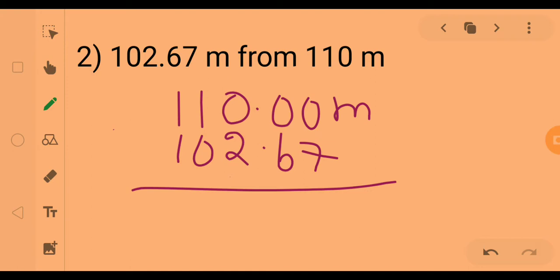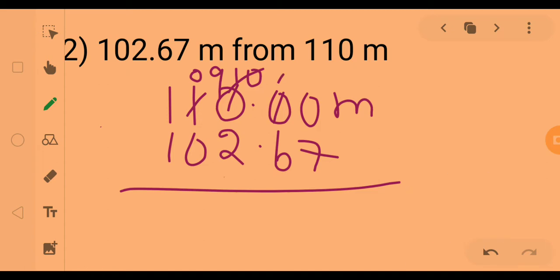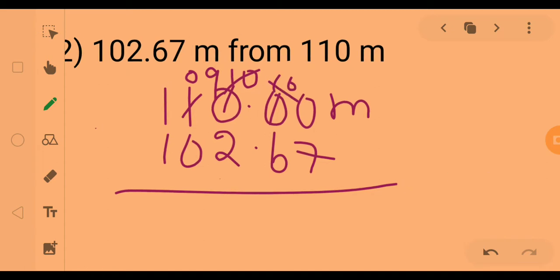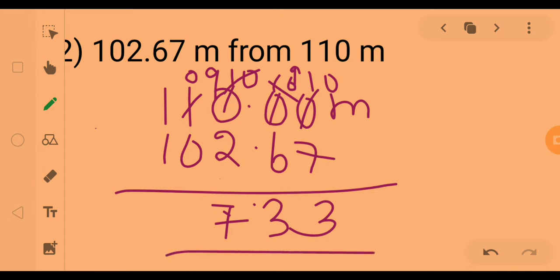Now we are subtracting. So for subtracting we have to borrow. So from this one is taken from 0. Next place is 10. From this 10, 1 is borrowed. So next place becomes 10. Then from this 10, 1 is borrowed. Then next place is 10. Now we subtract. 7 from 10 is 3. 6 from 9 is 3. Then decimal point. Then 2 from 9 is 7, then 0, then 0. So the difference is 7.33 meter. 7.33 meter is the difference.